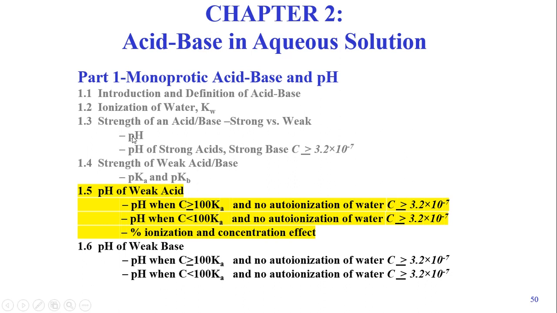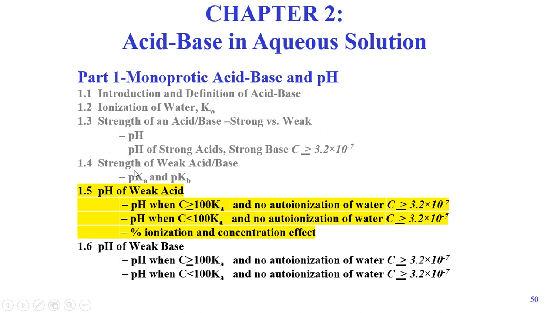We also then calculated the pH. We looked at the meaning of pH, and we calculated the pH of strong acids and the pH of strong bases, where their concentration is sufficient such that we can ignore the autoionization of water, and we'll get back to this autoionization of water equation plus the strong acids later on.